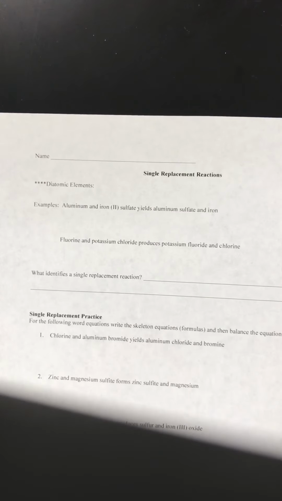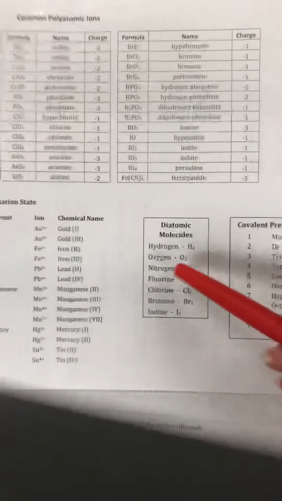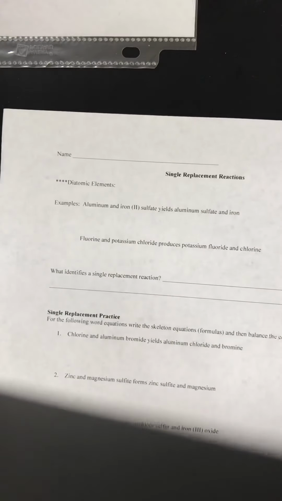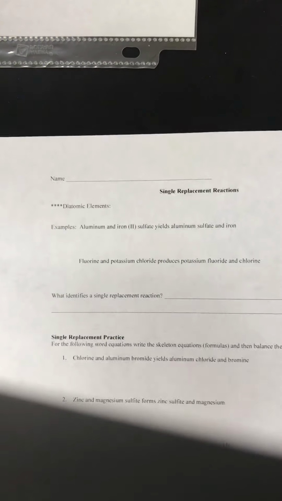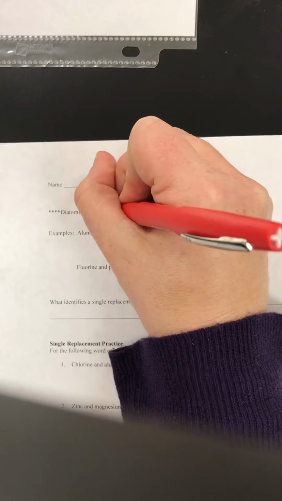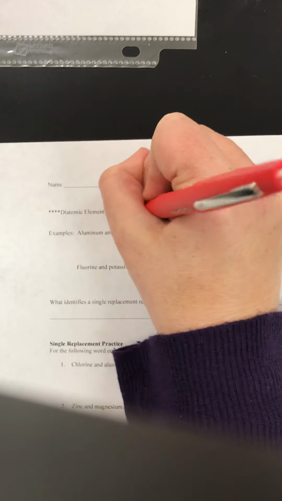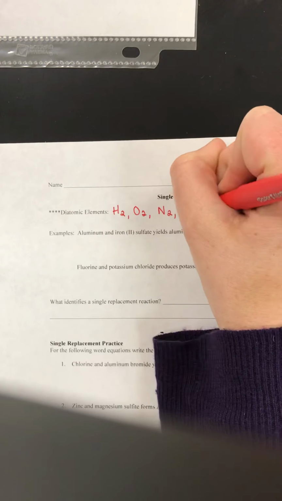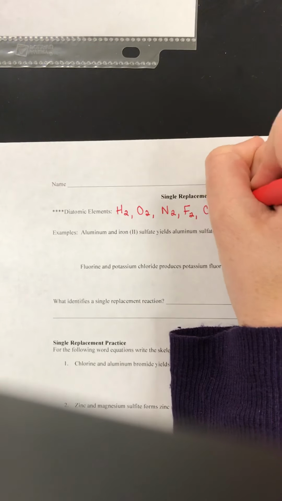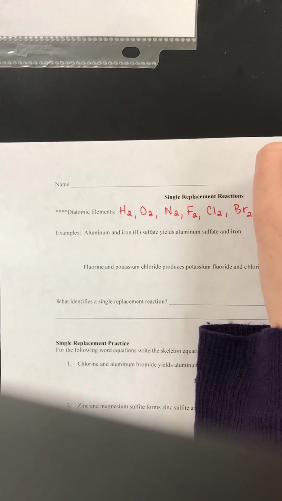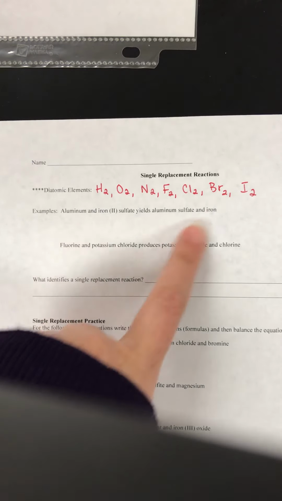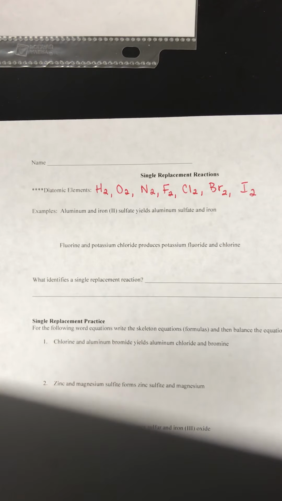And you actually have a list of these on your polyatomic chart. It says diatomic molecules. And I'm actually going to copy that list so you have it on your assignment. This is on the top of your assignment where we're doing the examples right now. So from the polyatomic chart, the list of these are H2, O2, N2, F2, Cl2, Br2, and I2. So these 7 elements are always going to be written with the 2 when they are alone.